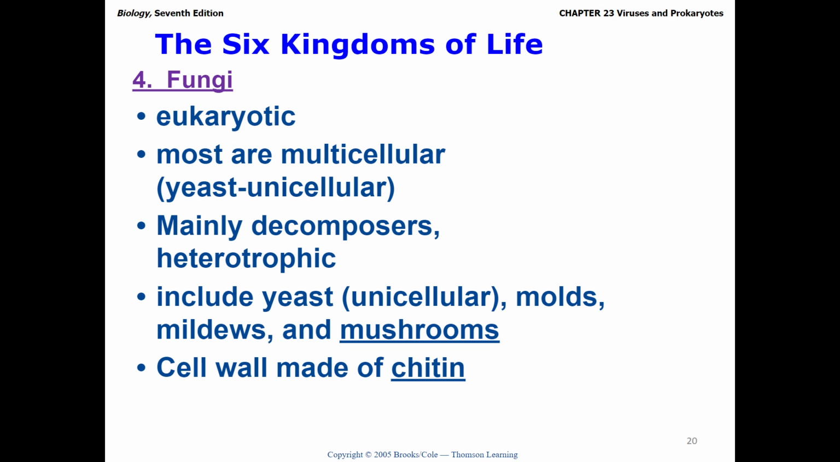Next, let's look at kingdom fungi. All these cells are eukaryotic, makes sense, they're in domain Eukarya. Most are multicellular, but an example like yeast is a fungus and it's unicellular. They are mainly decomposers. They break down dead or decaying matter, making them heterotrophic, or something that takes in nutrients for energy, including yeast, molds, mildews, mushrooms. Those would just all be some examples of fungi. And their cell wall does not have peptidoglycan. Instead, it has chitin, which is a thick polysaccharide of cellulose.